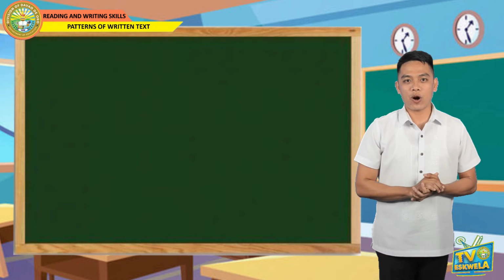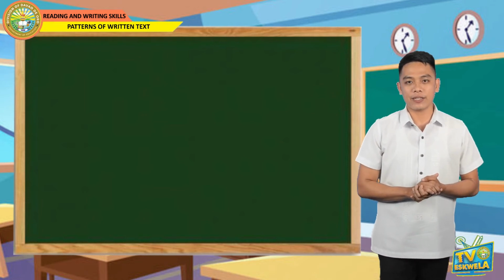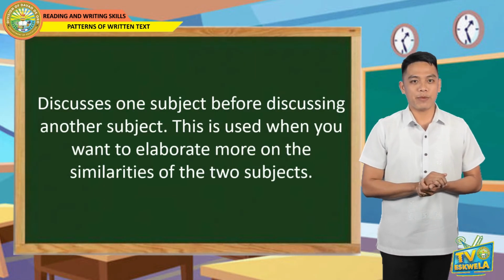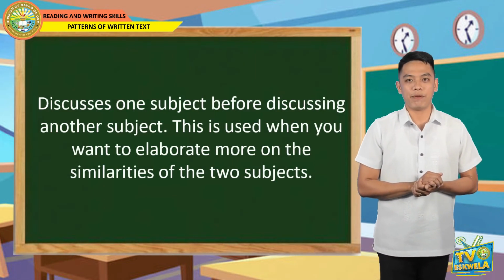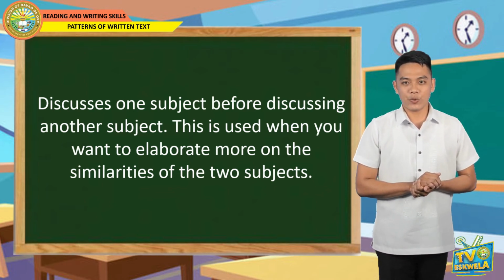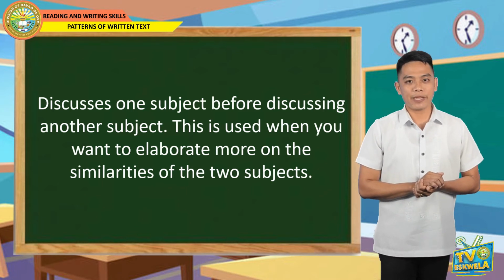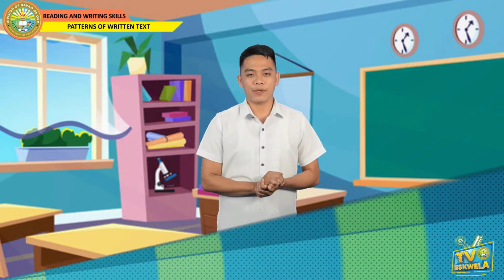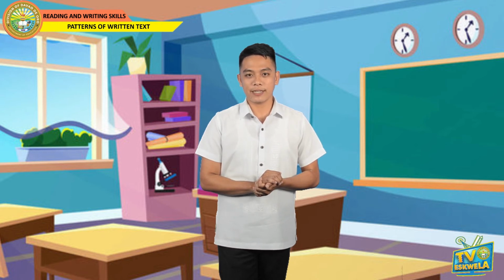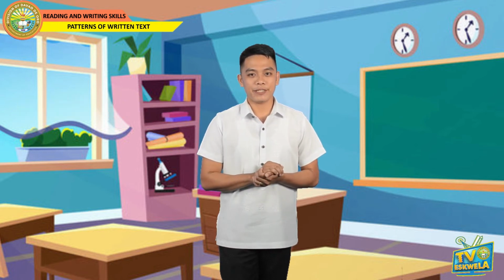There are two ways to organize comparison and contrast. 1. Block arrangement. Block arrangement discusses one subject before discussing another subject. This is used when you want to elaborate more on the similarities of the two subjects. It uses a lot of compare keywords such as like, similar to, also, and many more.